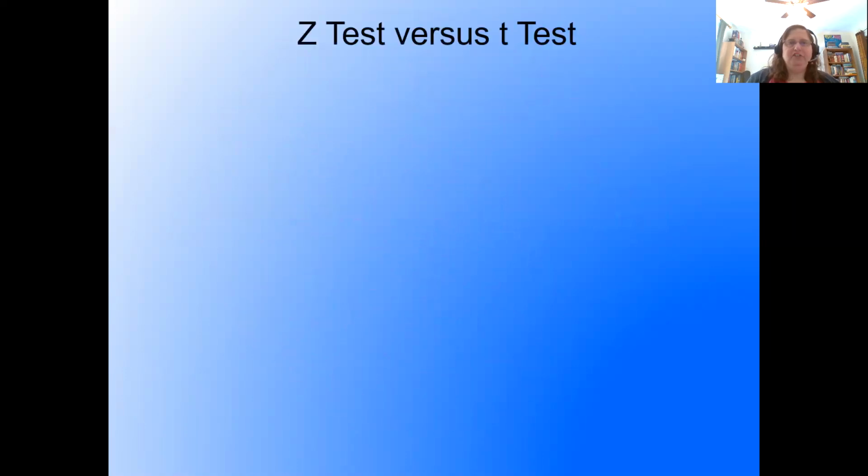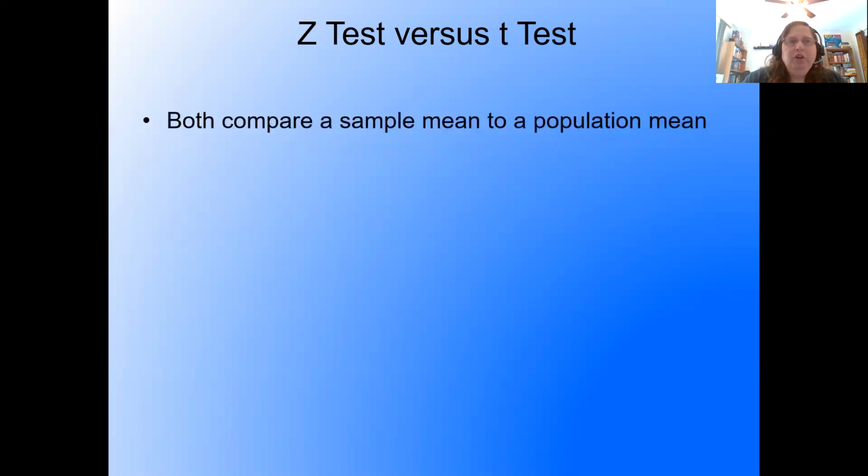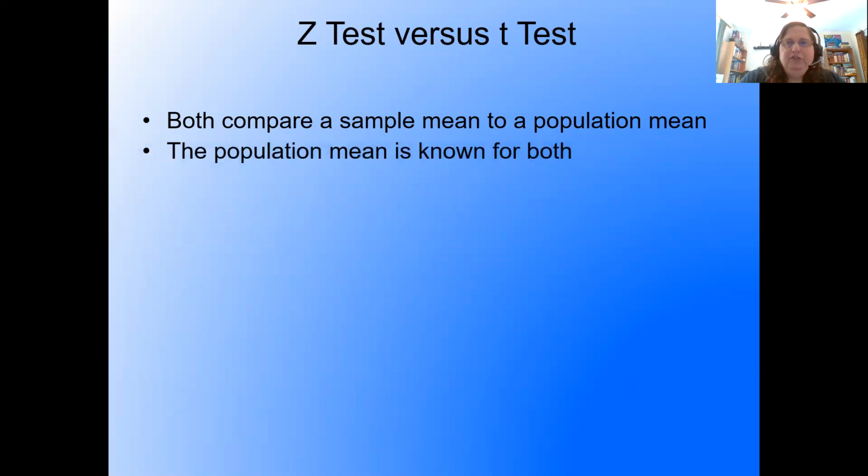So as we go on with our inferential testing, with the t-test for a single sample, we'll also compare a sample mean to a population mean. So that's what's in common. They both have the same goal. The population mean is known for both. We know what mu is. We're given mu for both the z-test and the t-test for a single sample. Still, just showing what they have in common.